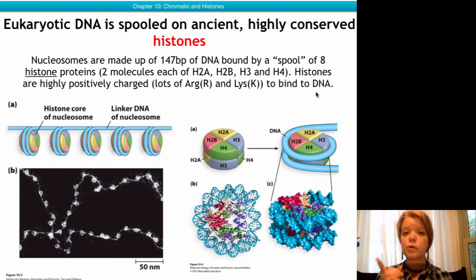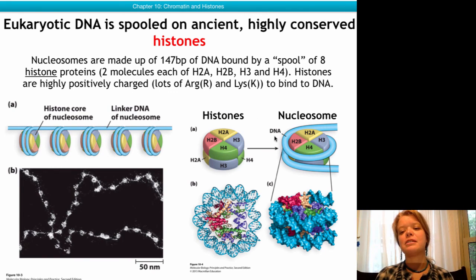One important thing I want to talk to you about in this slide and the next one is that histones are positively charged. They have a lot of arginine and lysine amino acids, which are basic, positively charged amino acids. That makes sense because that's how you interact with DNA. One more thing to point out: when the DNA is bound to histones, it's a nucleosome. If it's just the proteins, they're histones.